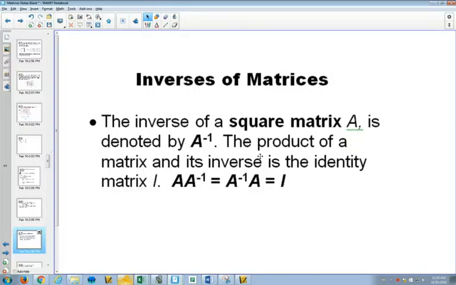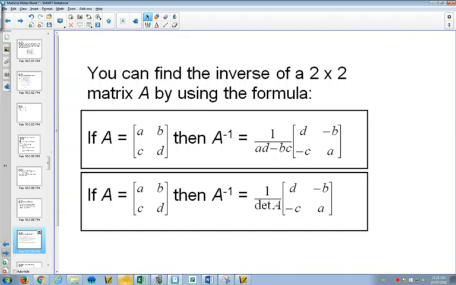Now, in order to solve matrix questions, we're going to need the inverse, because we've already learned that if you have an inverse, you can multiply by that inverse, and that product that you get is the identity matrix. And the determinant appears in the inverse.